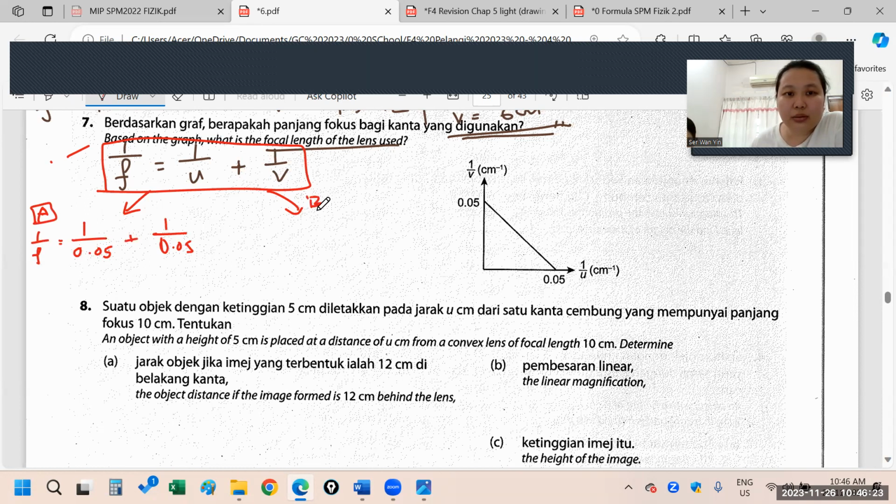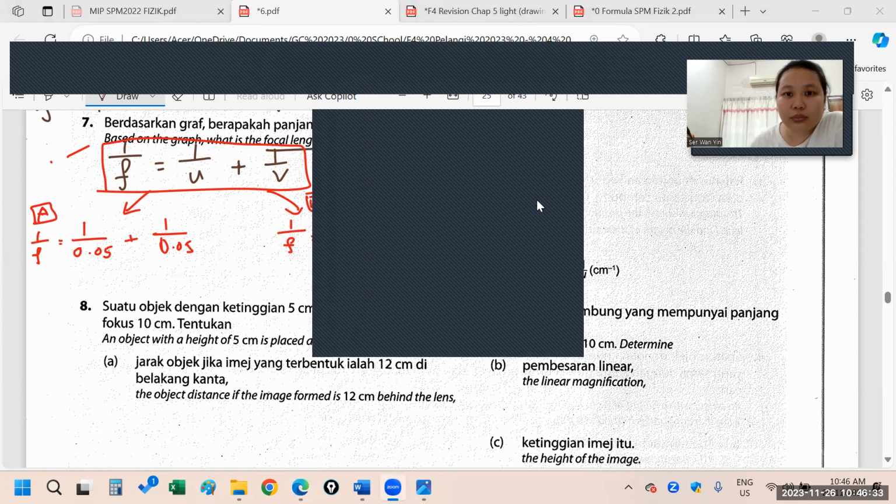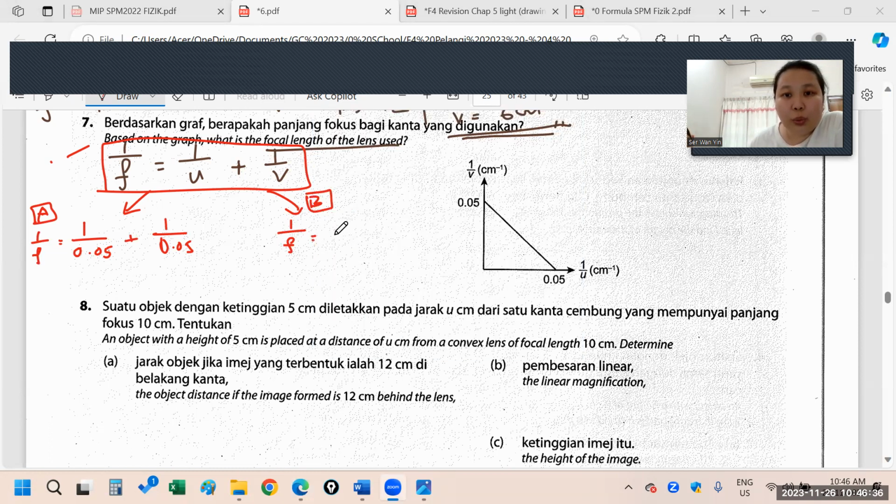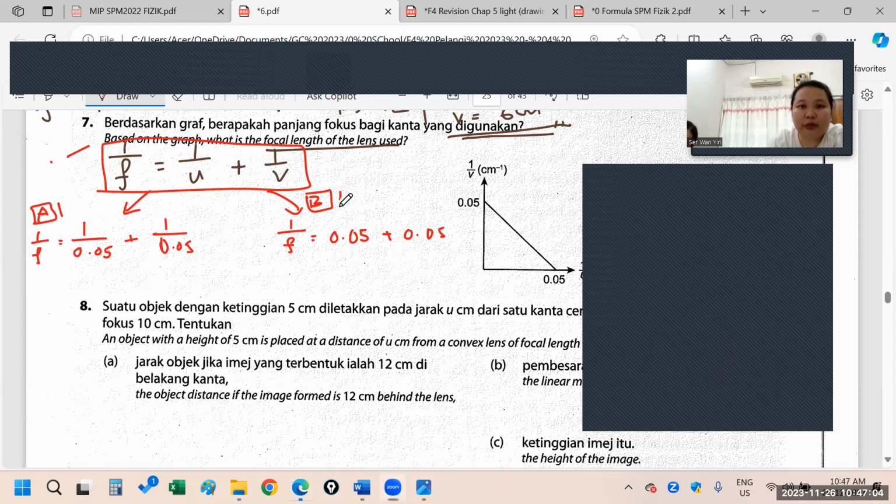B: 1/f = 0.05 + 0.05. Which one is the correct substitution? A or B?